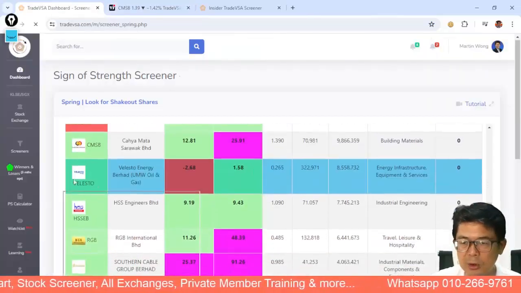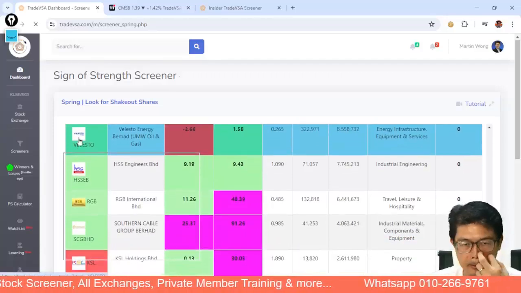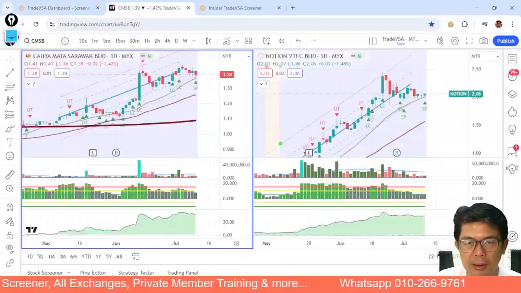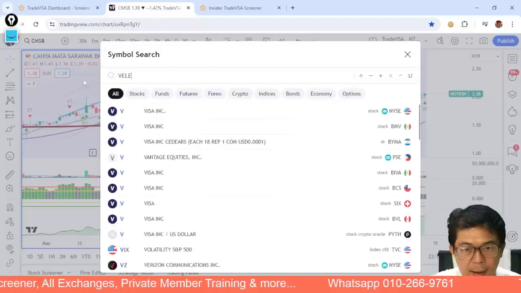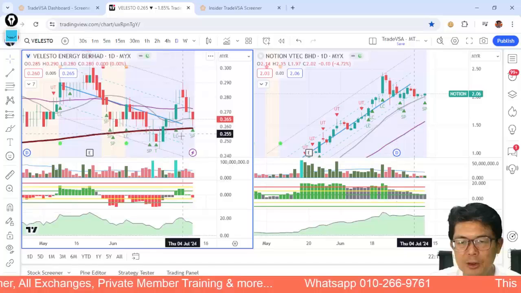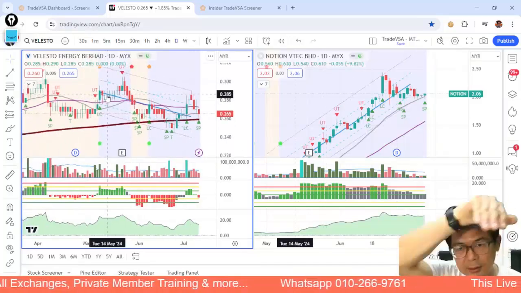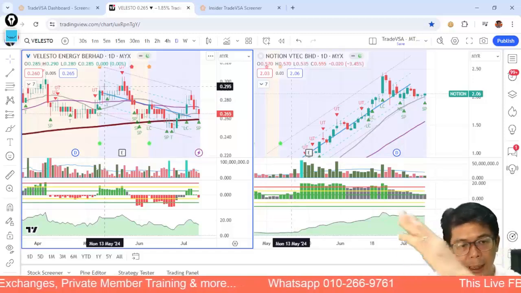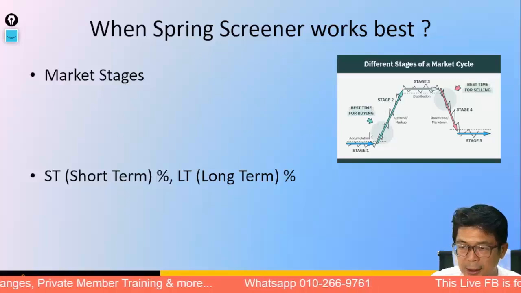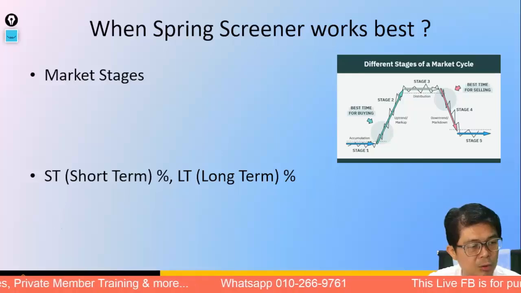All right, Valesto. Okay, let's go to Valesto here. So you can see from the chart here, Valesto again, still pointing downwards, so not so good. You want the one going upwards. Remember, we always refer to this market stages. Spring is available here.